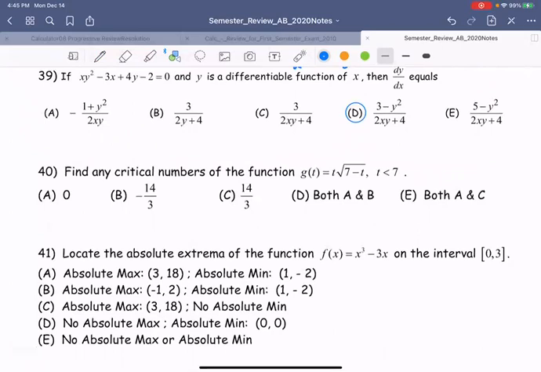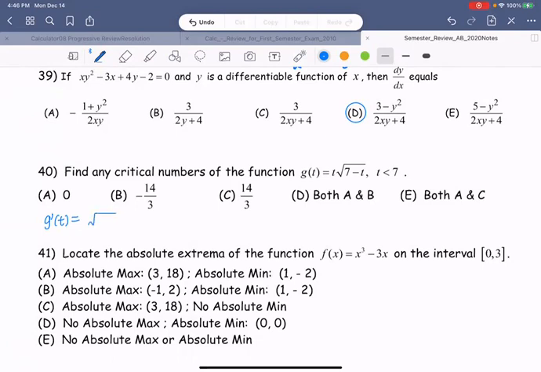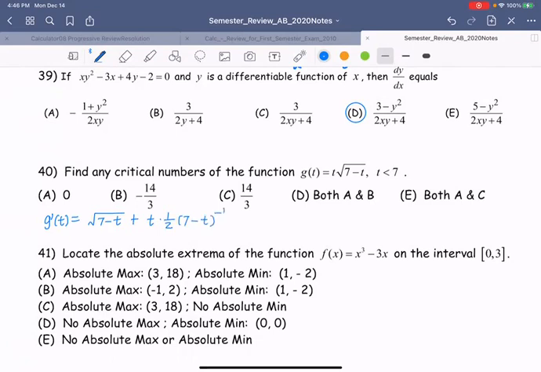Now let's do 40. So we want to find out the critical number. Make the g prime t. Product rule. t derivative is 1 times 7 minus t plus t times the other guy's derivative, 1/2 times 7 minus t to the power negative 1/2, and then times negative 1. This is a chain rule, right?